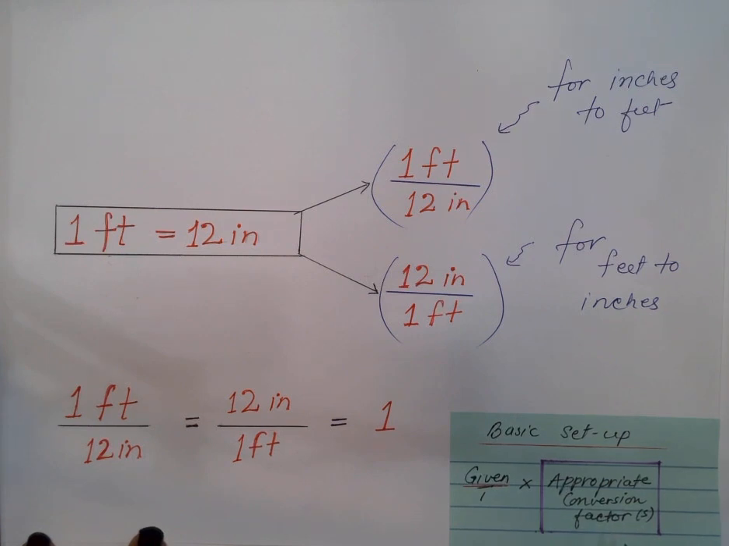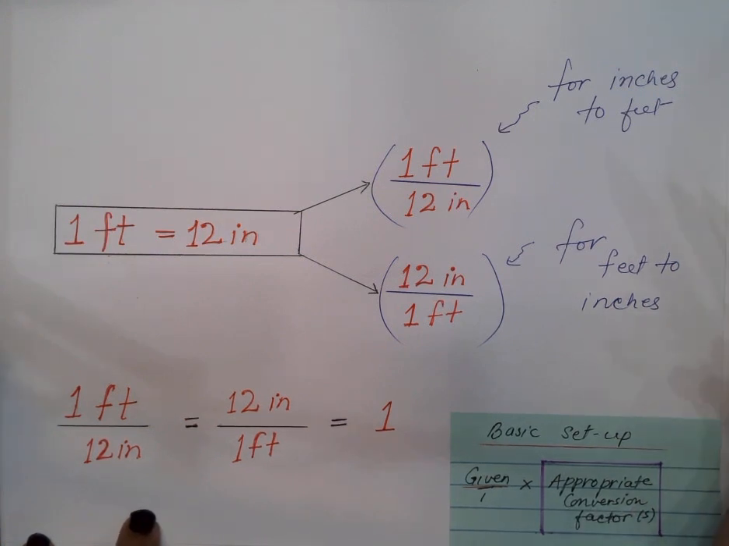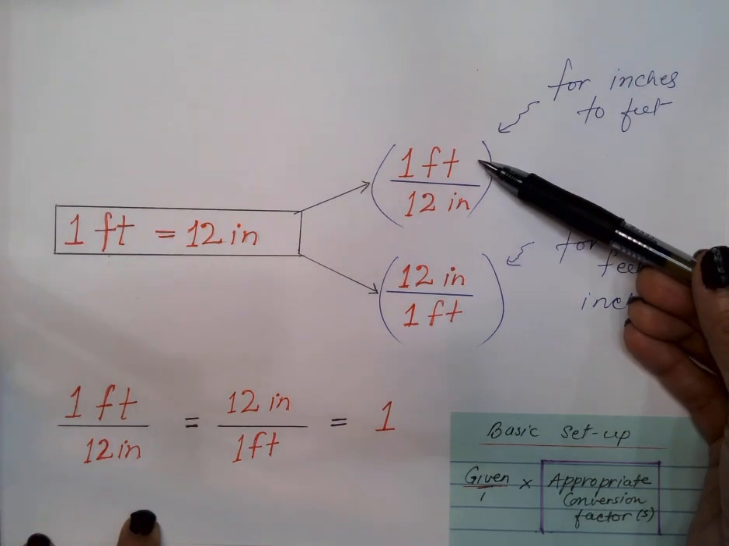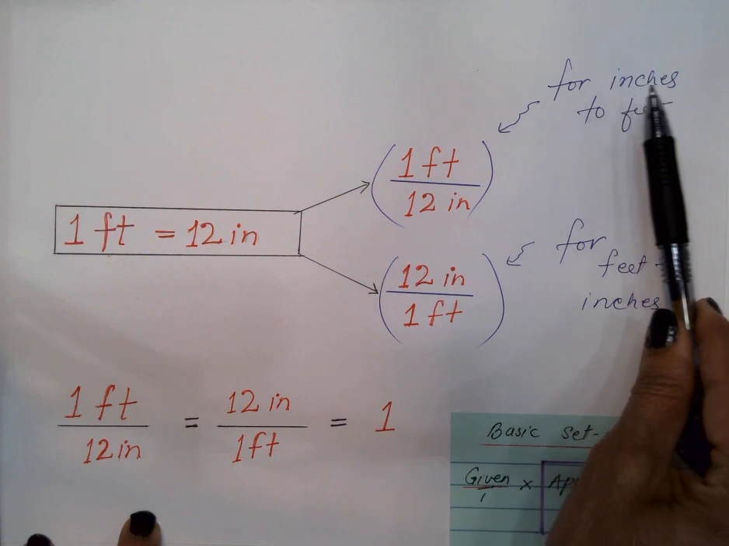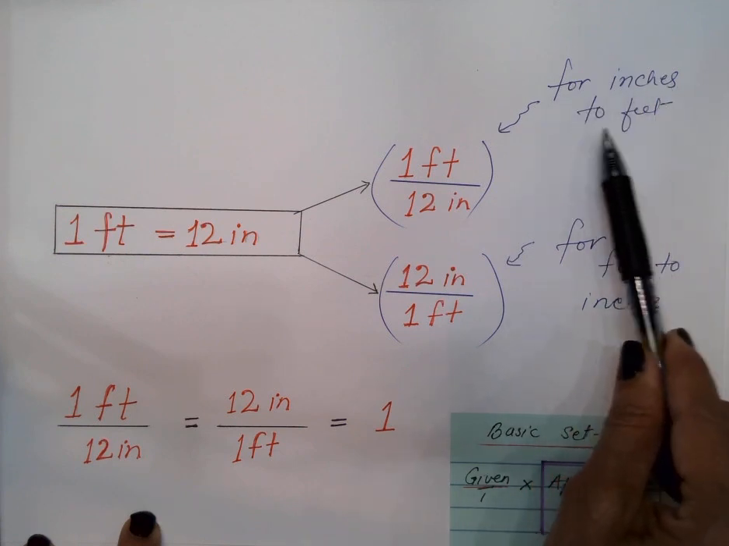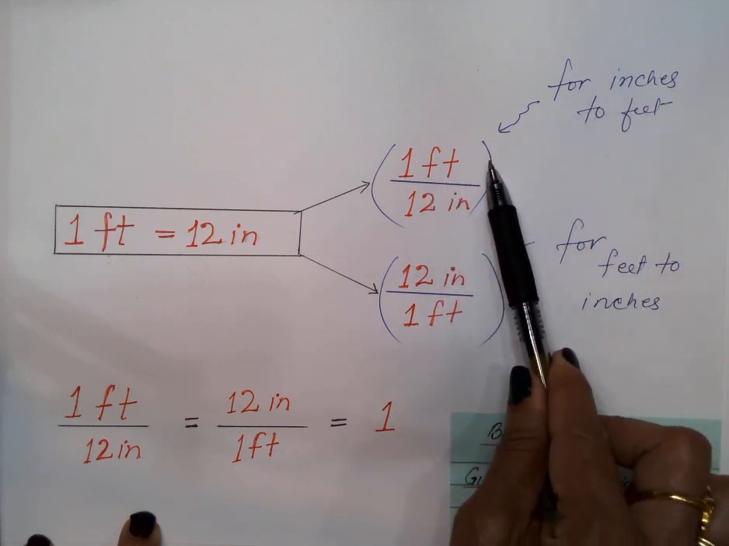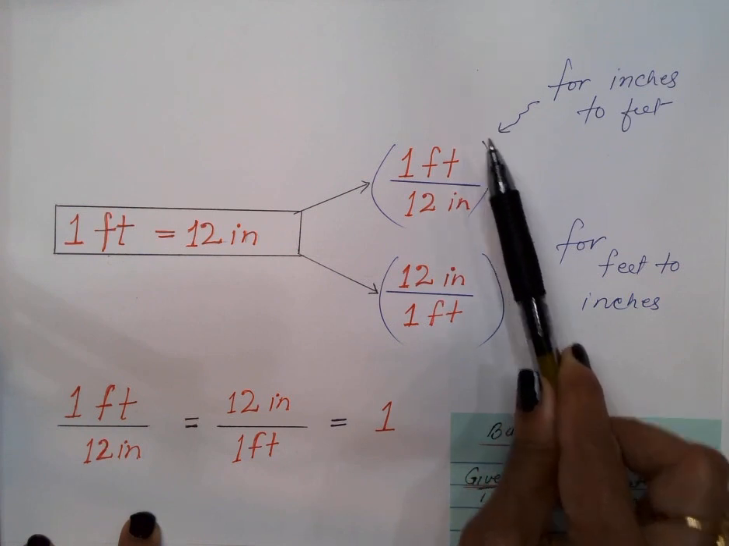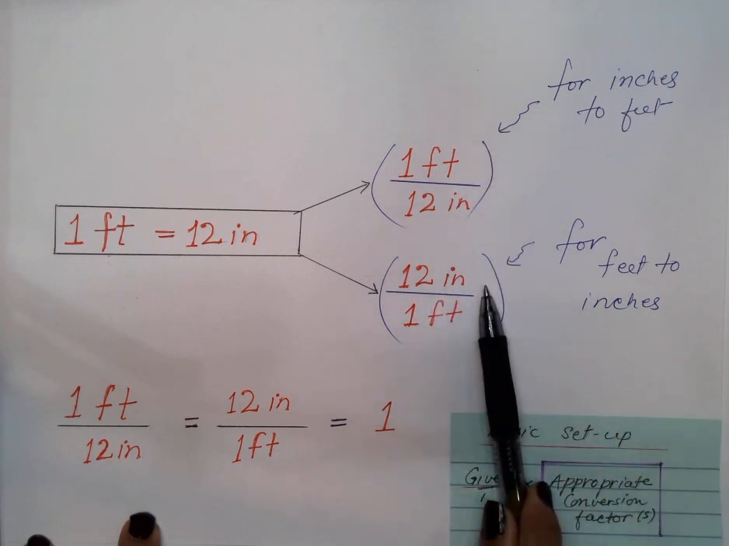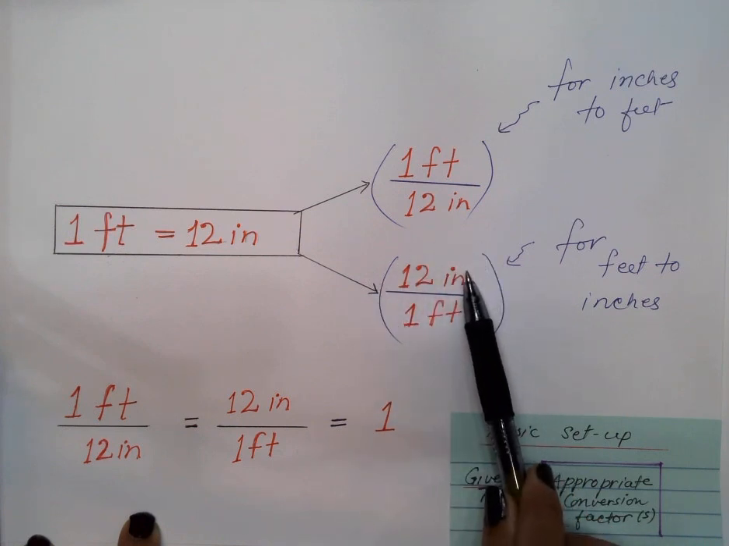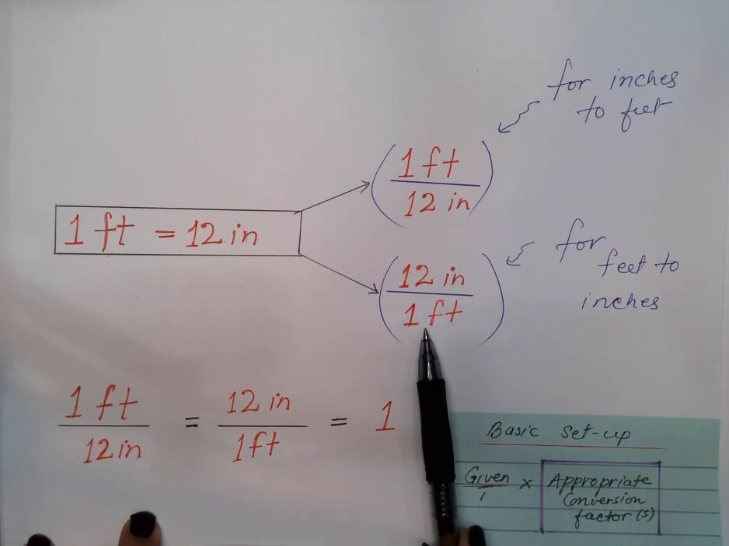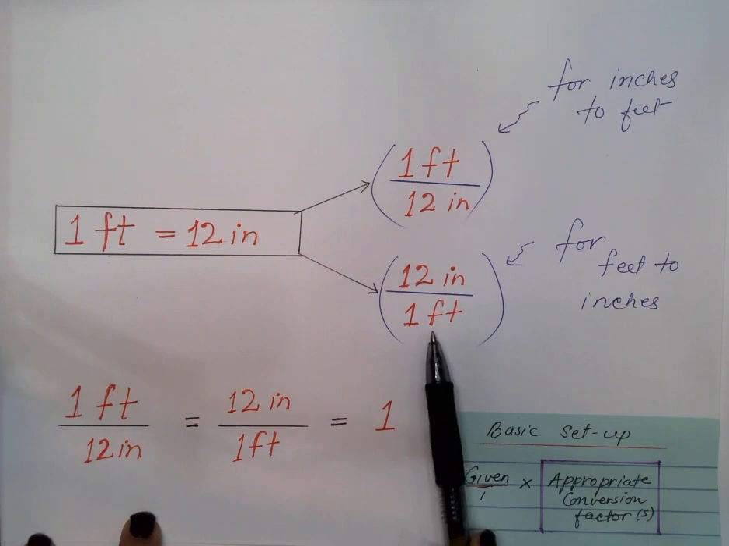That depends on what you want to find in the problem. For example, if you have to find feet, you're going to use this conversion factor. You're converting from inches to feet because you have to find feet. So the desired unit is going to go at the top. Now if you have to find inches, then you are going to use this one. The desired unit, the unit you want, goes at the top, and the unit you want to cancel out goes at the bottom, meaning in the denominator.